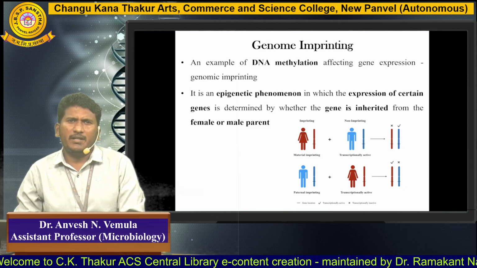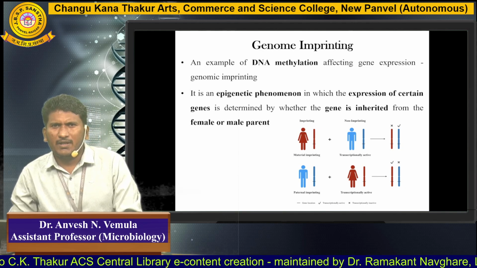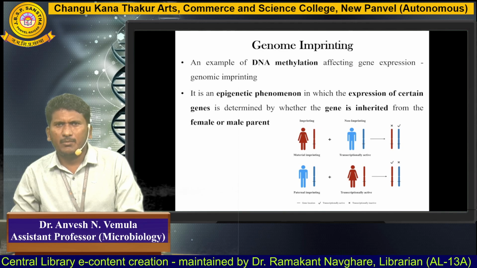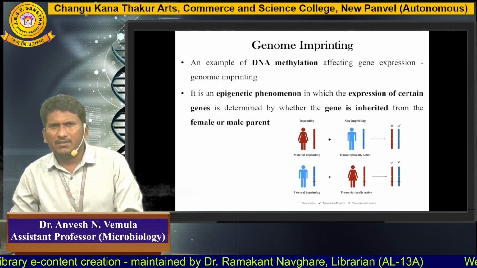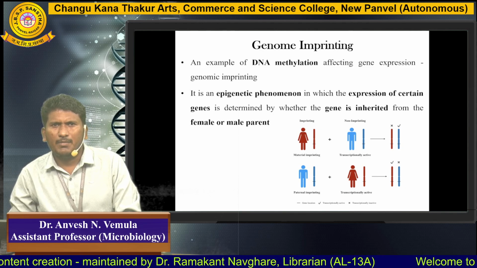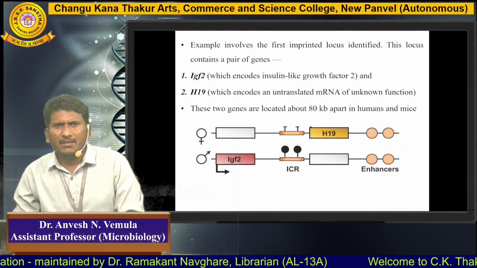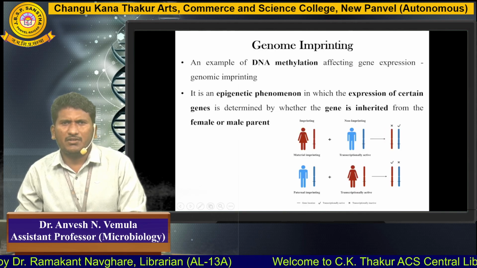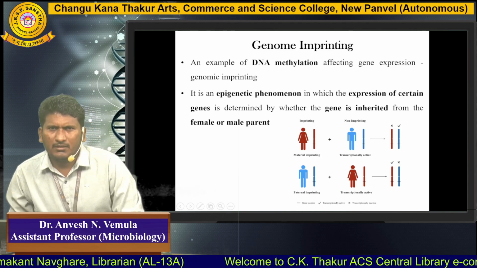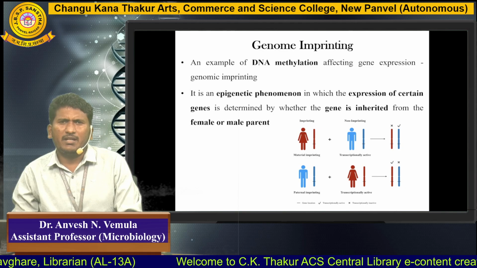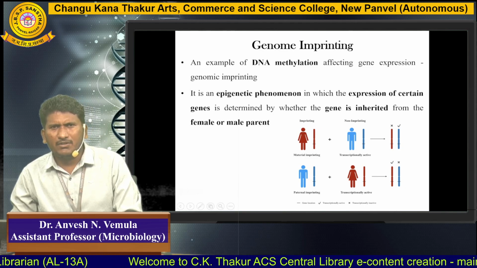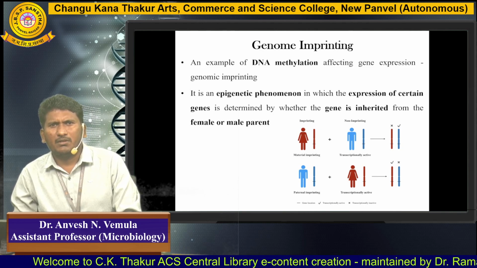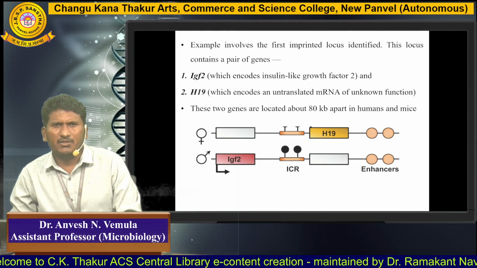Genome imprinting is said to be an epigenetic phenomenon in which the expression of certain genes is determined by whether the gene is inherited from the female or male parent. This is affected by a process called DNA methylation. The epigenetic phenomenon is observed in the majority of individuals, and one of the major factors for it is DNA methylation.